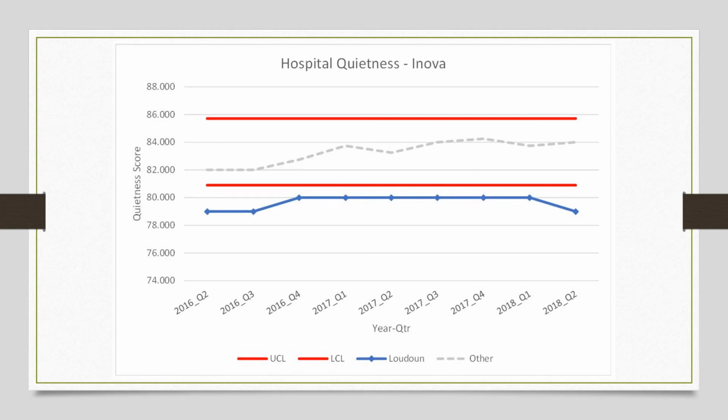The third indicator I chose for my analysis was patient experience. For this case study, I used the measure of hospital quietness to assess patient experience. In the Hospital Compare data, each hospital was given a hospital quietness score derived from patient surveys. The score ranged from 0 to 100, with a score of 100 being the most quiet. Looking at the chart, we can see that Loudoun Inova was significantly louder than the other Inova hospitals for all the given time periods.